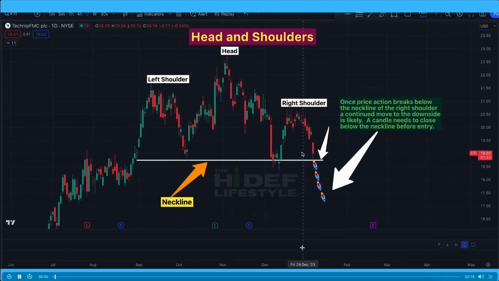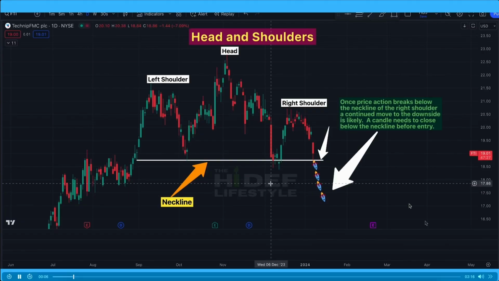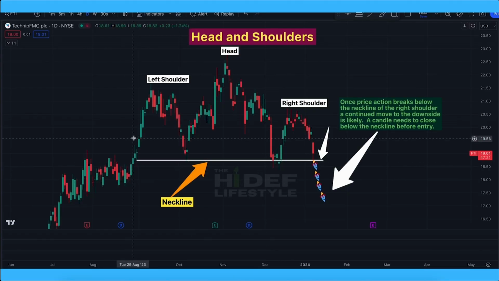Okay, I want to touch on the head and shoulders pattern and when you could look to enter and the expected zone in which you would look to exit the position. So you see here, your left shoulder is formed, your head is formed, and the right shoulder as well.